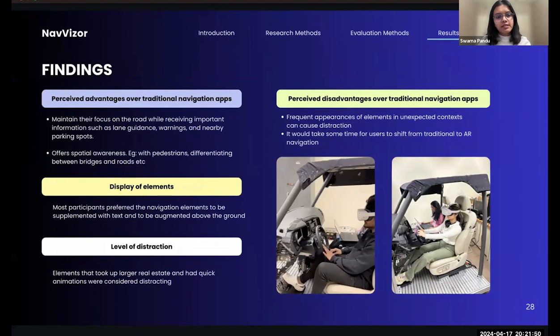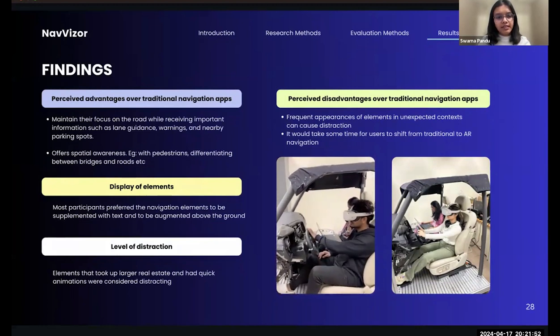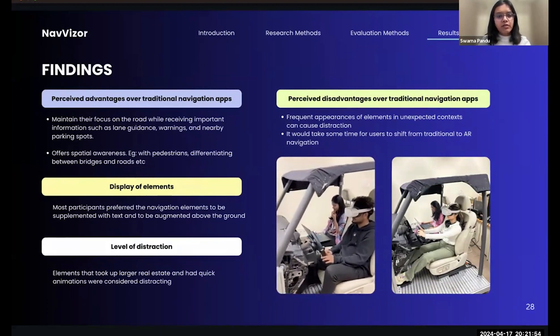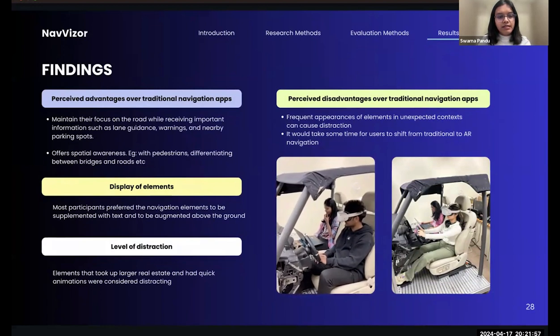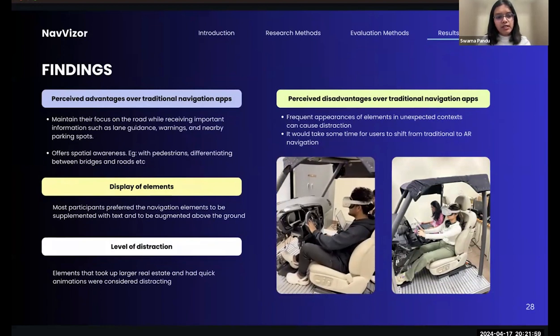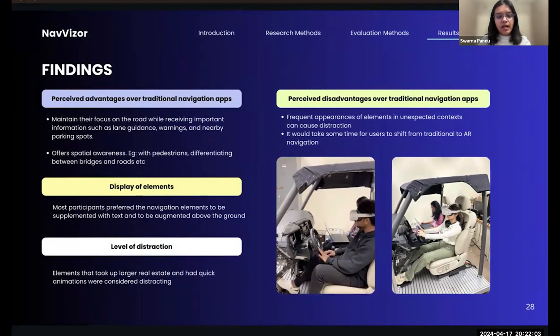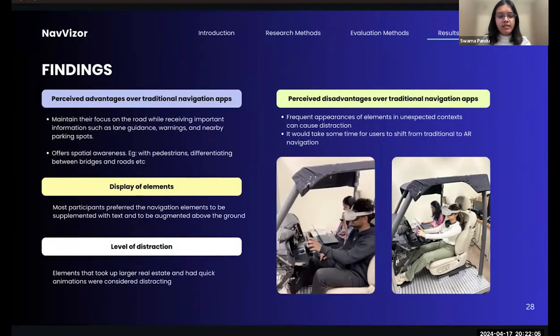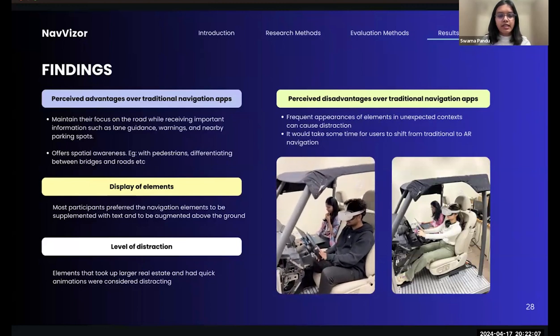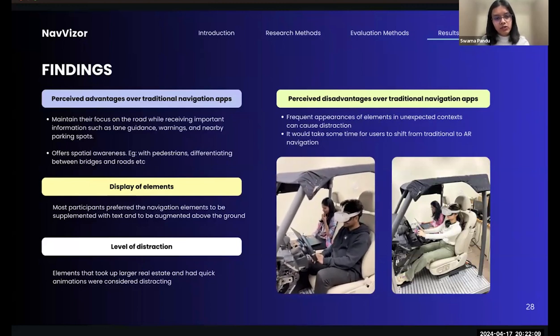They mentioned special examples like being able to be on the right lane, differentiate whether they have to take roads or bridges. At the same time, they indicated disadvantages like elements appearing at instances where they're not expected to be, and those can be distracting. And they also highlighted that users would take time to get used to such kind of navigation.